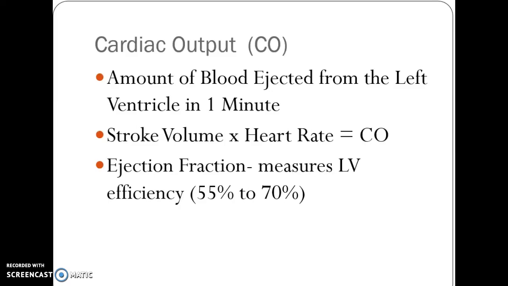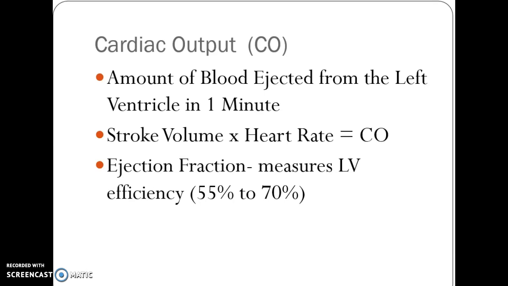So, cardiac output. Very, very important. This is the amount of blood ejected from the left ventricle in 1 minute. Stroke volume times heart rate equals your cardiac output, and the ejection fraction measures the left ventricular efficiency. Most people are somewhere in the 60 to 65 range. The lowest I've seen on a living person is about a 27, and they didn't live very long. And I've never seen anyone in their healthiest state with an ejection fraction of over 70%. So if yours is not 70%, it's not a problem.